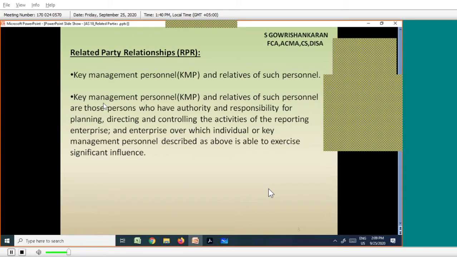What is the next point? Controlling the board of directors in case of a company, or the governing body in case of any other organization. I don't have many shares, but I am controlling the board of directors itself. For example, the chairman is controlling the board of directors. Or else someone else, directly or indirectly, controlling the board of directors, then that person is also coming under the related party.